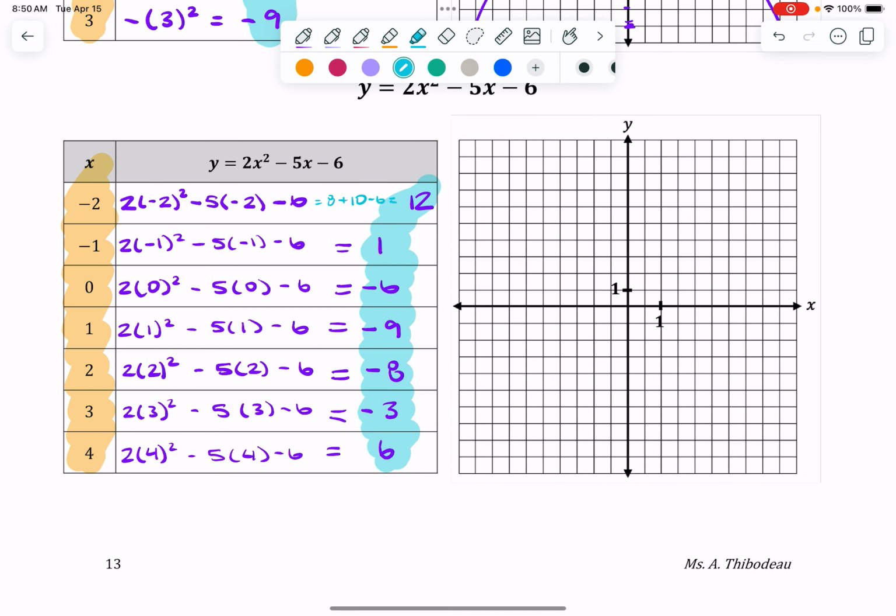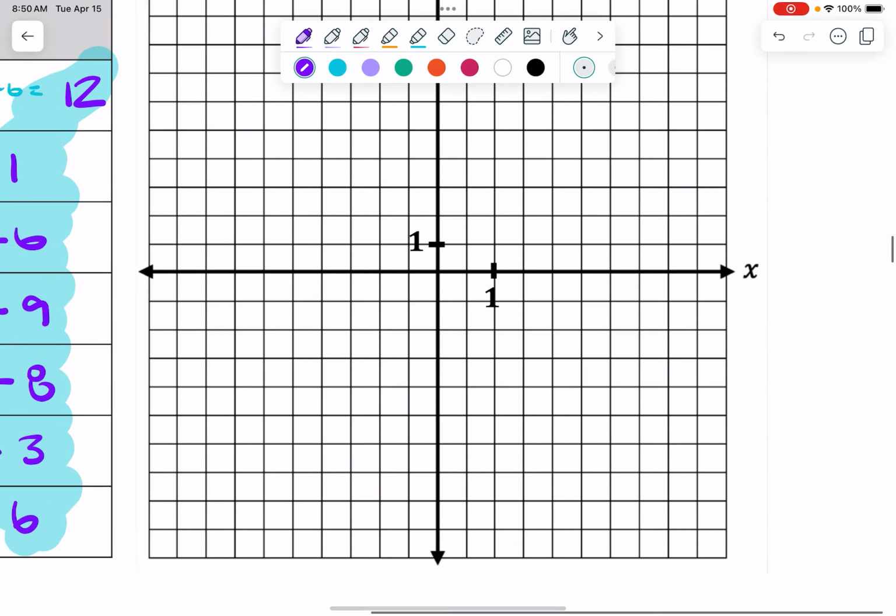Okay. Taking a look at this, I'm checking out the scale again. I notice my scale is actually different from the one I had above. The scale on my y-axis is 1 box represents 1, which is good. But on my x-axis, I have, sorry, 2 boxes representing 1. I'm just going to label them here, just to help my future self out.